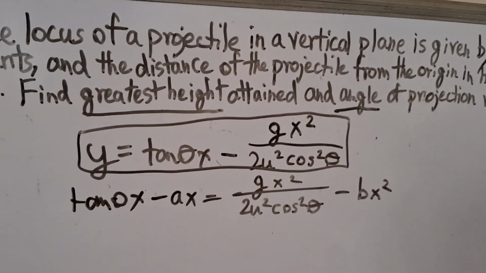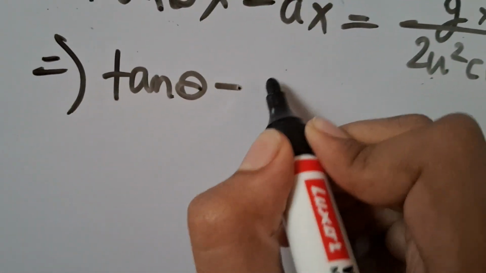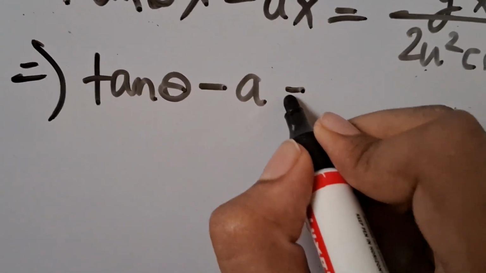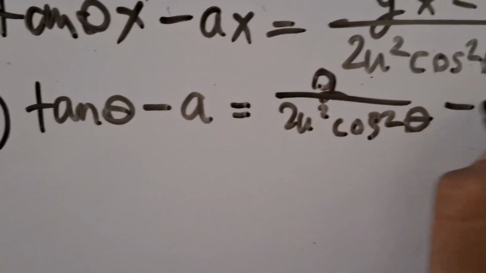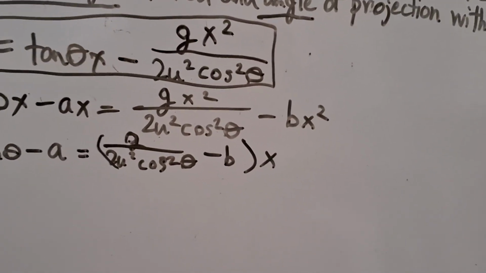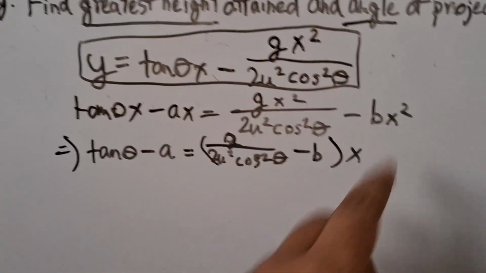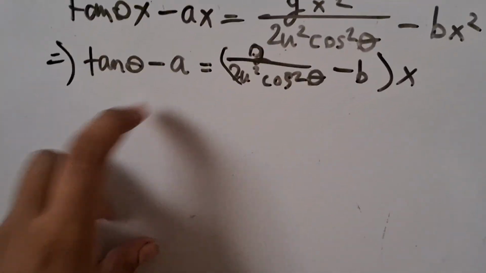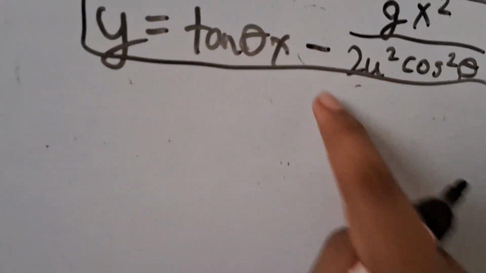What are we gonna do now? We are gonna simply cancel out tan theta x, so we get tan theta minus a equals x times g by 2u square cos square theta minus b, into x. Now, let's take a look. Forget this x. Can we equate this part with this part? No. Because this was the coefficient of x, and this was the coefficient of x squared, we cannot. We can't do anything other than compare. We can't progress this equation if we don't compare. So we're gonna compare, and that's how we're gonna find our way through.